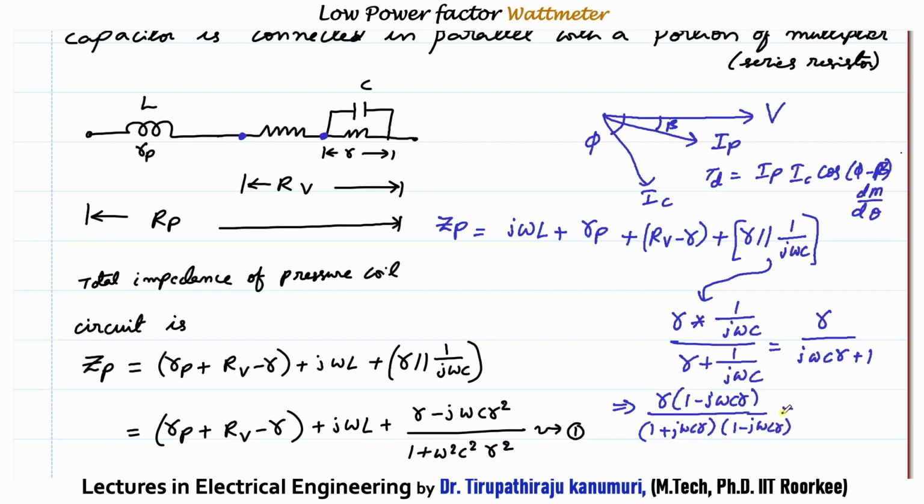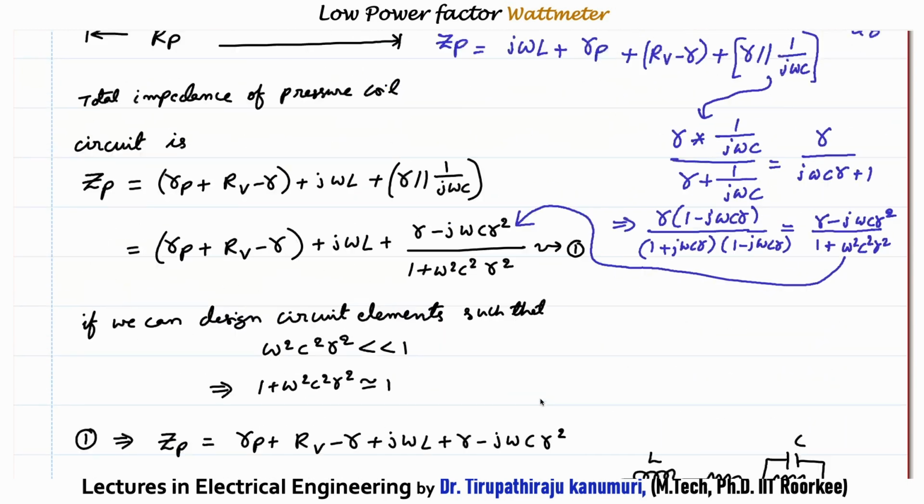So what will happen? A plus B into A minus B is A square minus B square. So 1 minus j square omega square C square R square. j square is equal to minus 1, and minus into minus becomes plus. So the denominator will become 1 plus omega square C square R square. Numerator will become R minus j omega C R square. So this one I have brought and substituted here. So your total value is coming this.